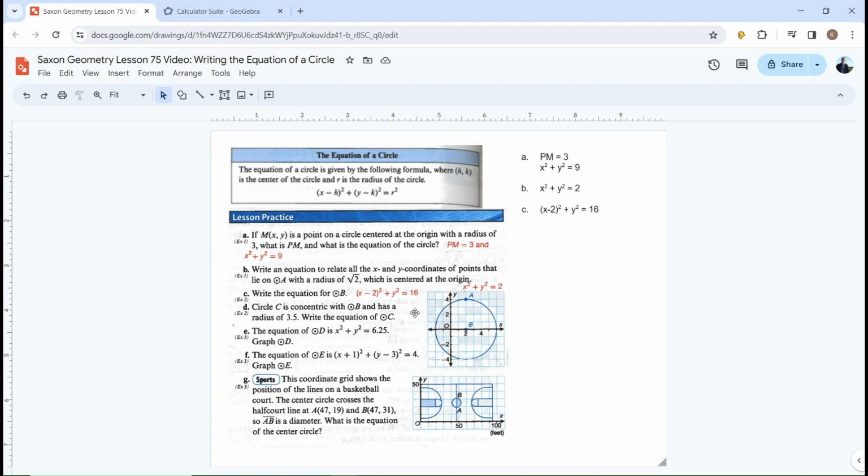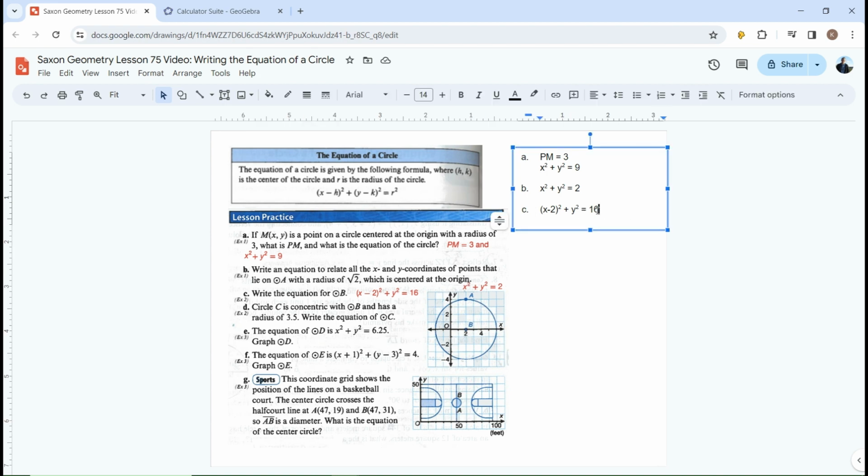Okay, so that's still referring to this. Circle C has the same center, but it has a radius of 3.5. Well, here's the difference. The only thing that's going to change is my radius value. So this is going to be the exact same equation, except instead of 16, it's going to be 3.5 squared.